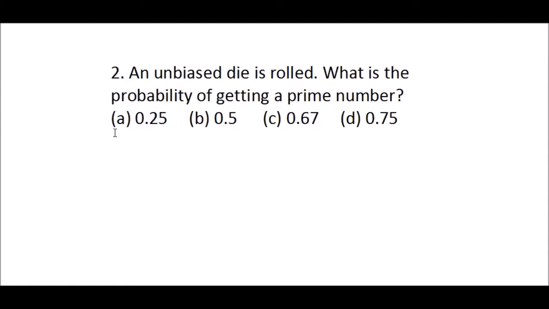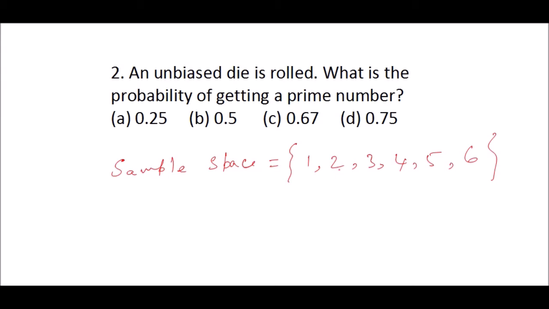The next problem is: an unbiased die is rolled. What is the probability of getting the prime numbers? Here also, what is the sample space? Find the sample space. If an unbiased die is rolled, the sample space is 1, 2, 3, 4, 5 and 6.